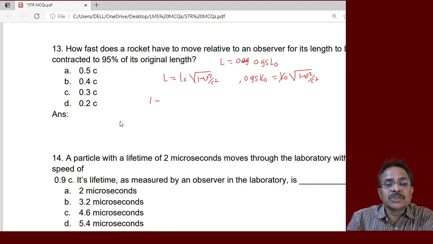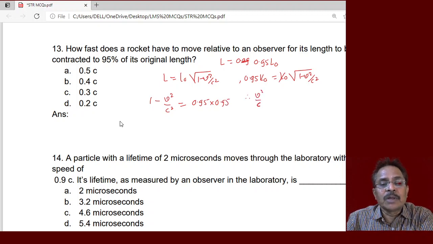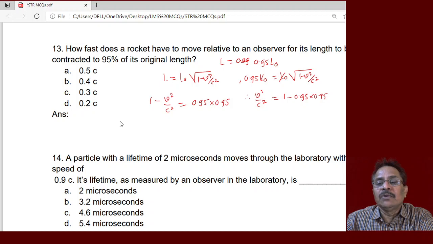So squaring this, I get 1 minus V square upon C square is equal to 0.95 into 0.95. You can go for the square of this. Therefore, simply V square upon C square is equal to 1 minus 0.95 into 0.95. Do this calculation, 0.95 into 0.95. 5 into 5 is 25, 2 is carried. 5 into 9 is 45 plus 2, it is 47. Then 9 into 5 is 45. 9 into 9 is 81 plus 4, that is going to be 85.